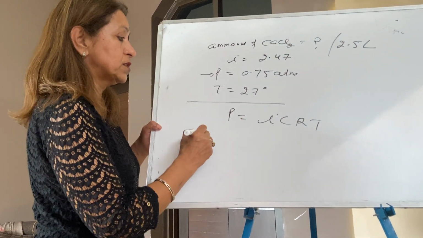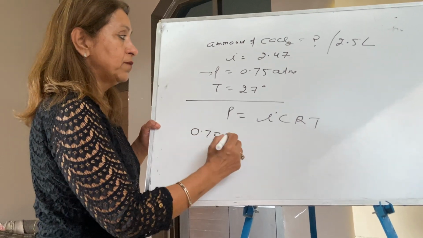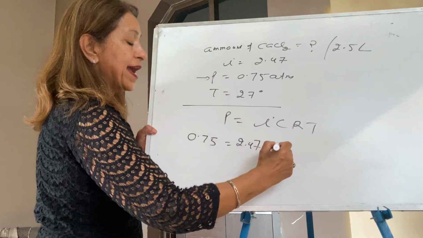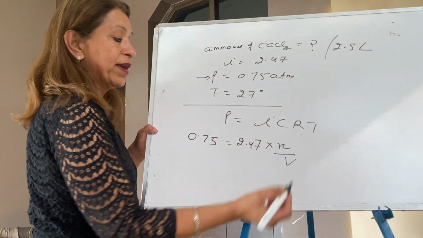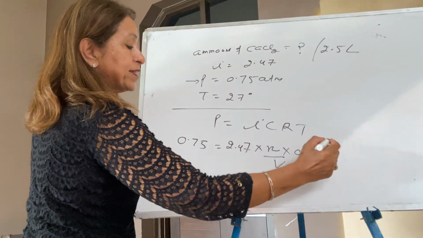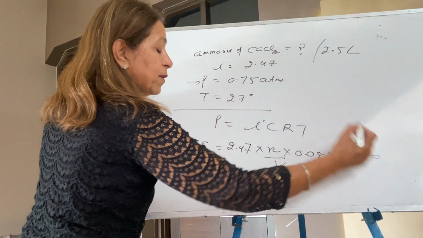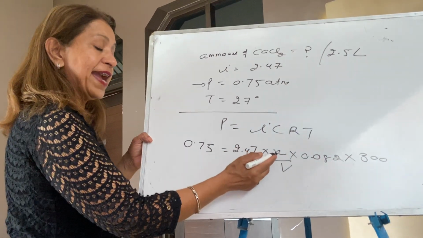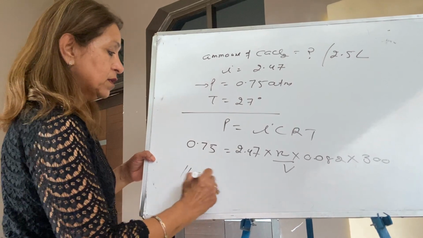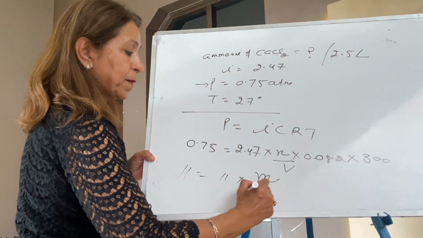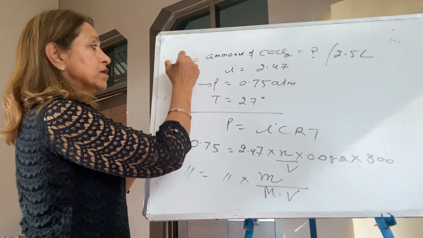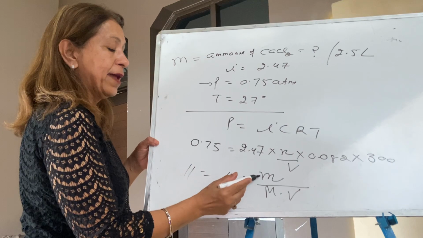P is equal to pressure, 0.75 atmosphere. i is 2.47. Concentration is n by V. R is 0.082. Temperature is 27 degree, that is 300 Kelvin. What is left to put is n. Next, what is n? You can apply the formula: n is small m by capital M. Small m is the answer. Amount of calcium chloride is small m.